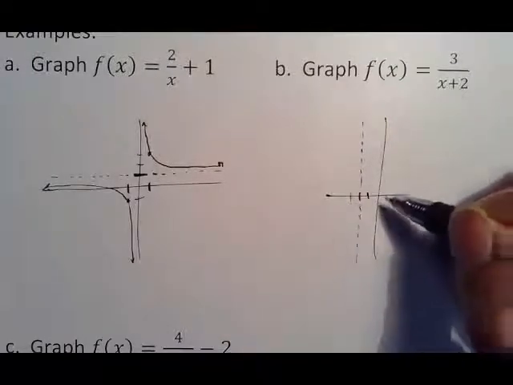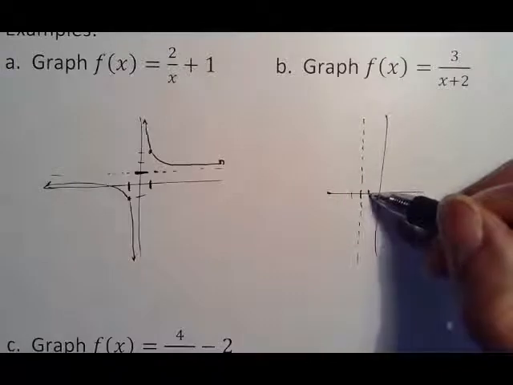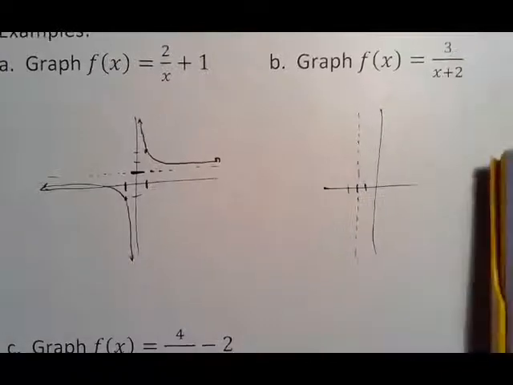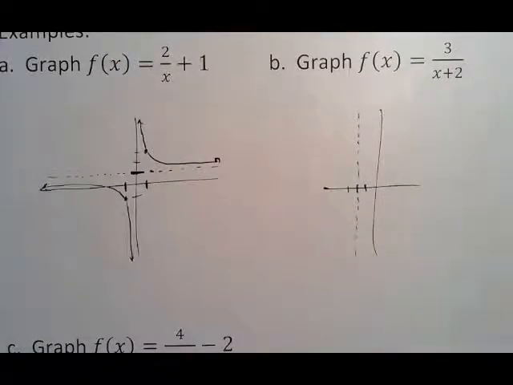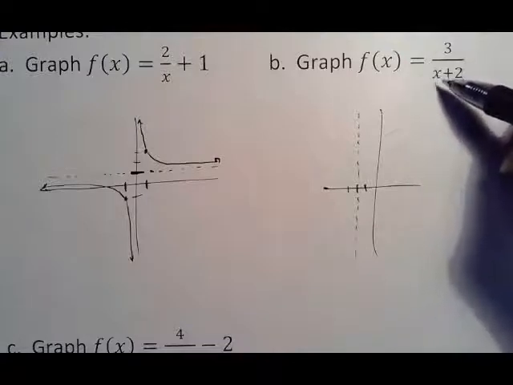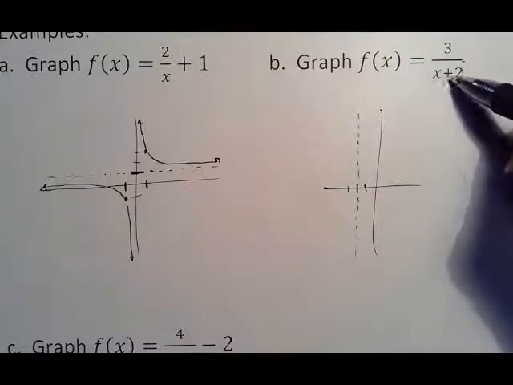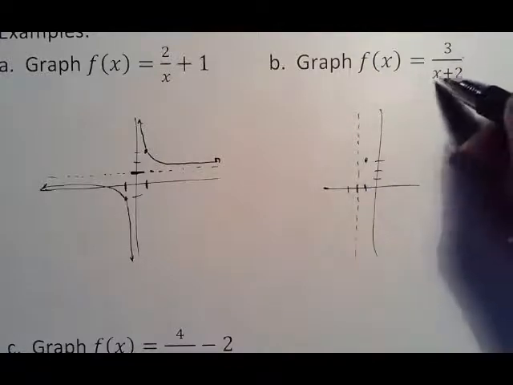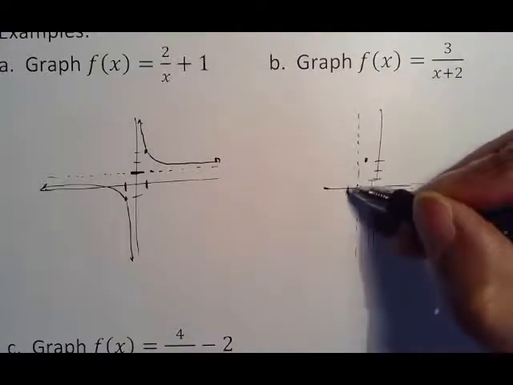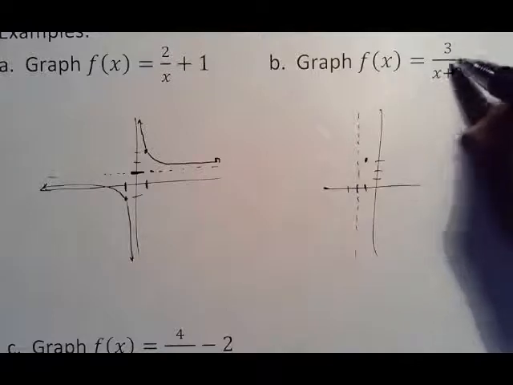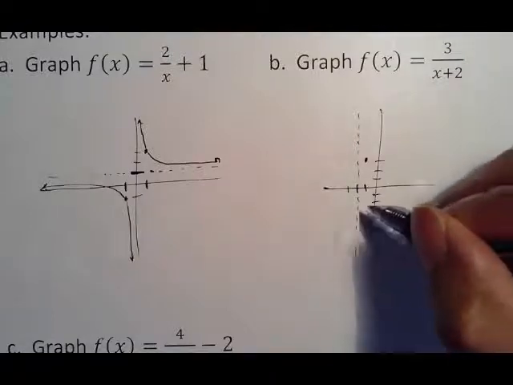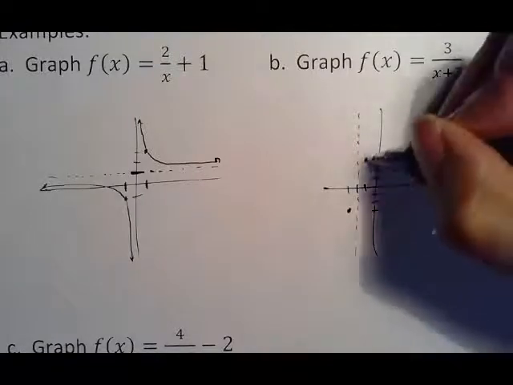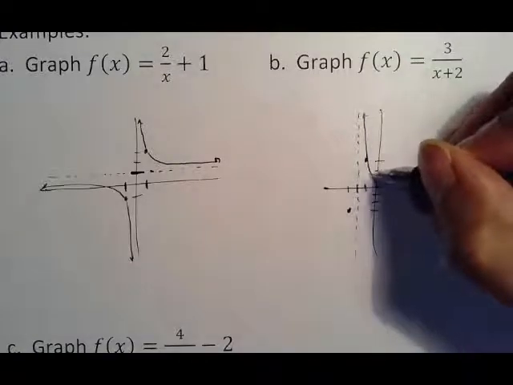The 2 points I'm going to pick are -1 and -3. So -1 plus 2 is 1. 3 divided by 1 is 3. Then -3 plus 2 is -1. 3 divided by -1 is -3. And again, going from there, up, down.